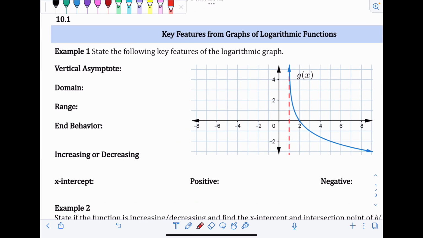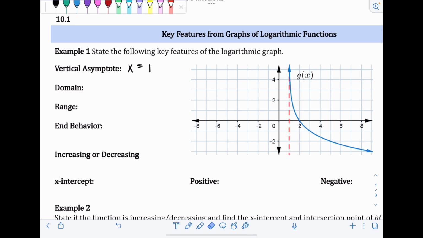So all log functions have a vertical asymptote on their graph. Remember that asymptotes are just like boundary lines that the function will approach but never cross. So we have the vertical asymptote drawn on this graph. It's that red dotted line. And to write the equation of a vertical asymptote, all vertical lines are x equals, and it's going to be x equals wherever the line crosses the x-axis, which is at 1 in this case. So it'd be x equals 1.